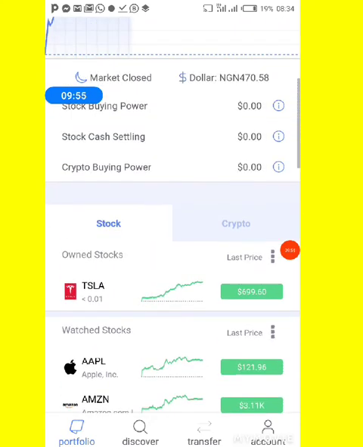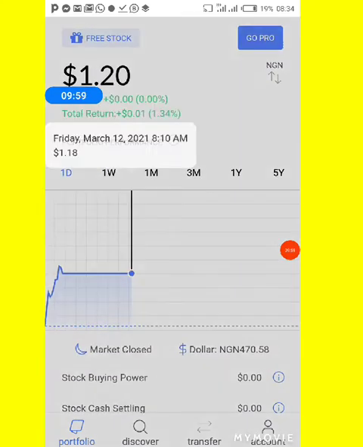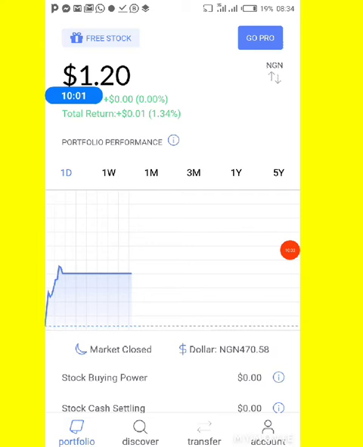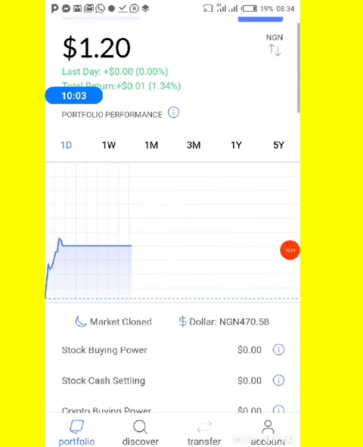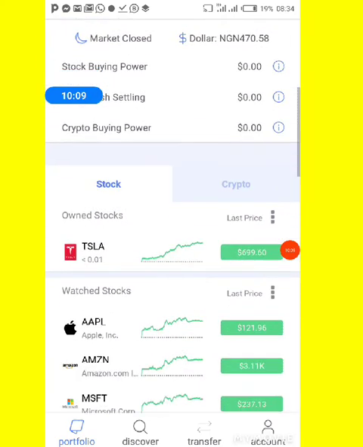If you check here, I have a balance here. As you can see, about the day before yesterday, I got about $1 left in my account. It was a kind of bonus that was given to me. So what did I do? I used it to invest in Tesla. If you can see, it is here.